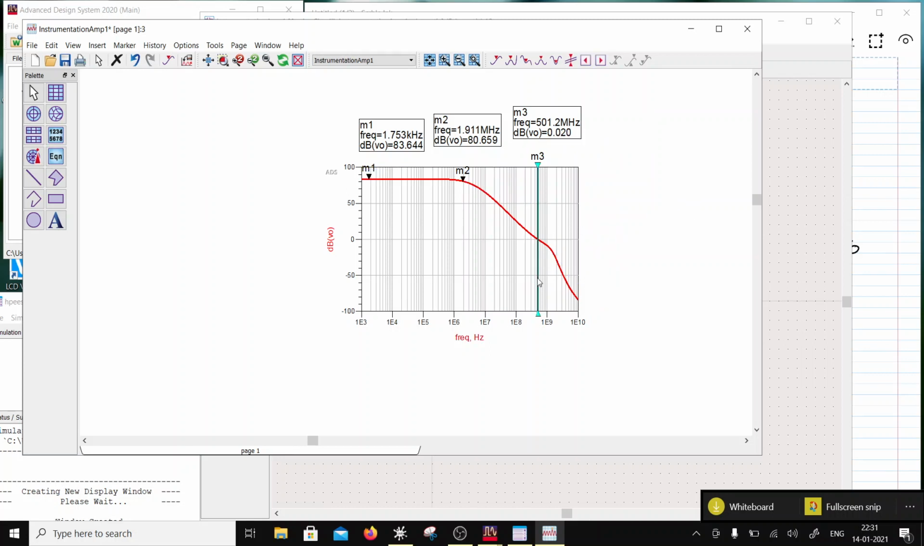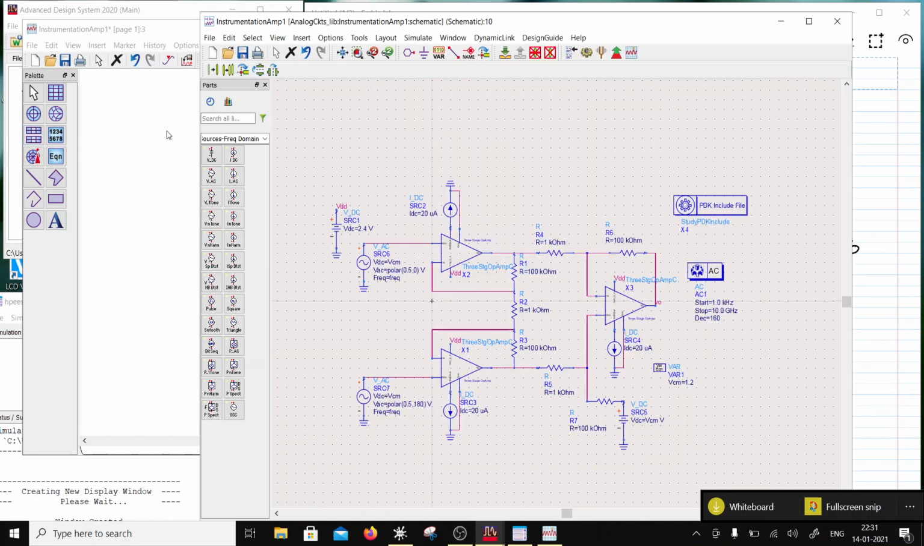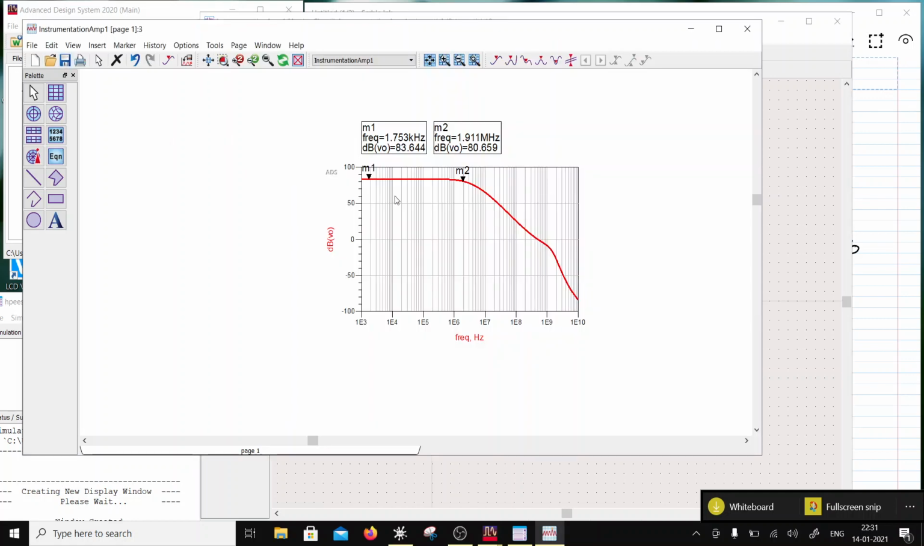Okay, so I'm going to drop this idea. If there are some inputs, please let me know. But I think that we will not be looking at it, because we will anyway roll off, right? And this I'm not going to use in any feedback mechanism, right? So okay, now this is the story for instrumentation amplifier 1.